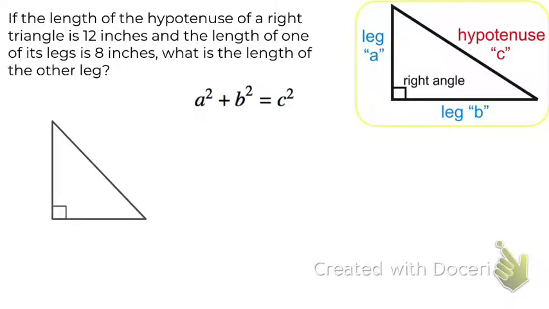Here we're told the length of a hypotenuse and one of the legs in a right triangle, and we're asked to use that to find the length of the other leg. So our first step is to make a sketch of a right triangle and label our sides.